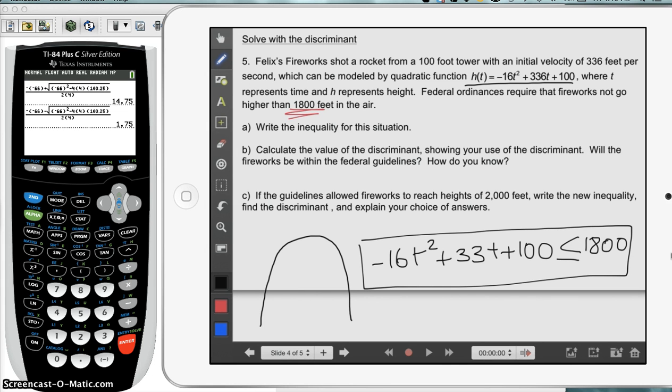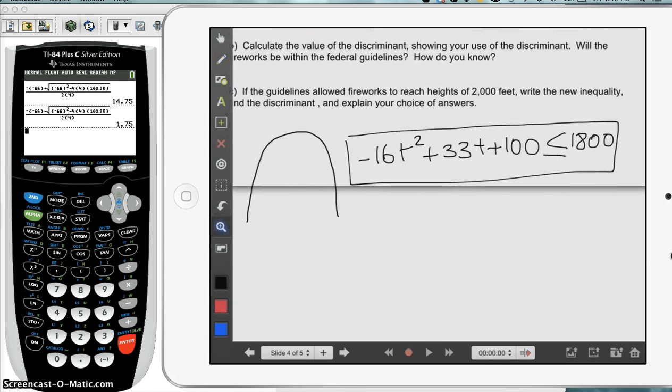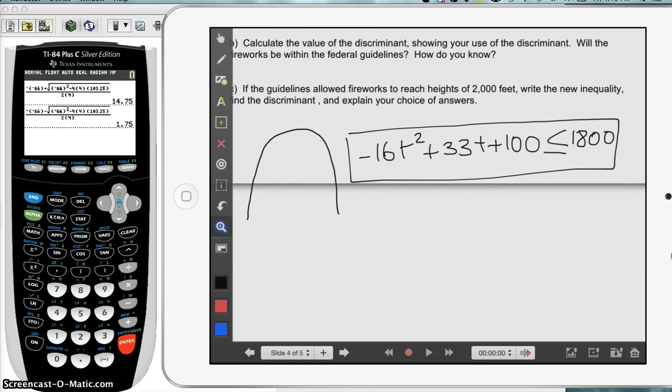Now in part B, they're asking me to calculate the value of the discriminant, showing, using the discriminant, whether the fireworks meet the federal guidelines, and how do I know? So remember, if you want to find the discriminant, it means you have to have an equation in standard form. So you need to move this over to the other side by subtracting it.